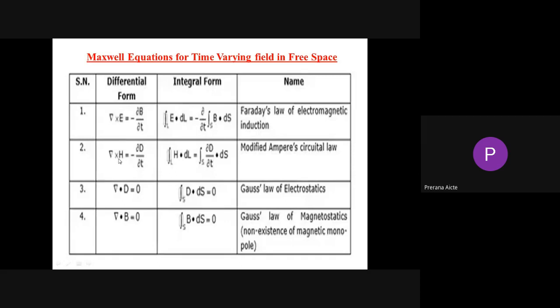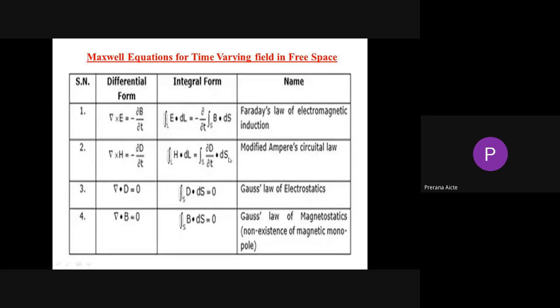Similarly, del cross H: the previous equation is del cross H is equal to J plus dou D by dou t, but there is no current density because it is free space medium. Similarly, del dot D is equal to 0 and del dot B is equal to 0, in terms of Gauss's, Ampere's and Faraday's laws.